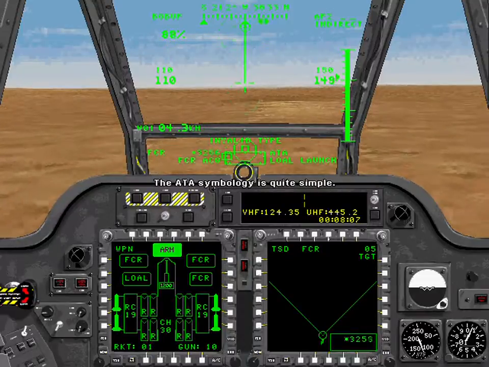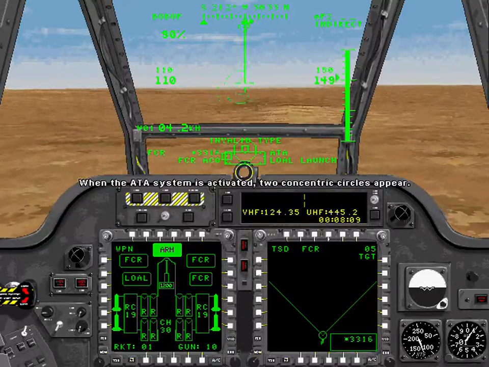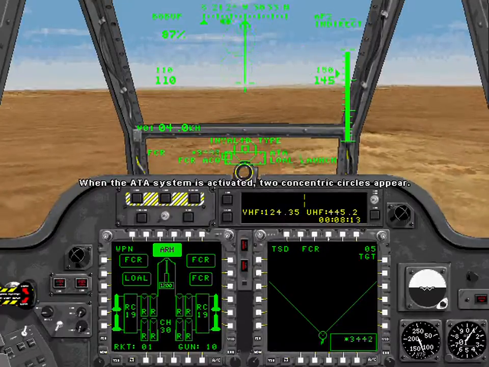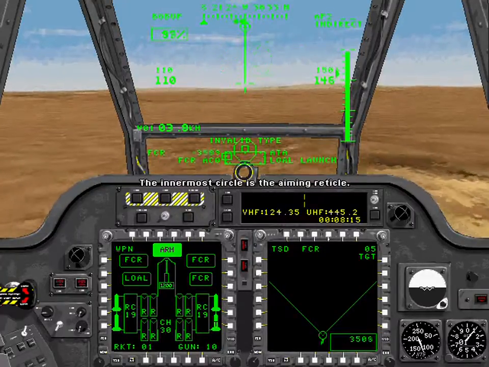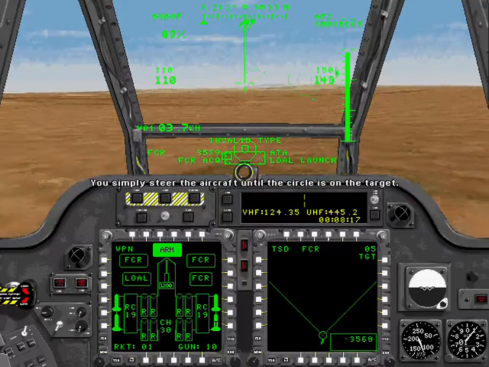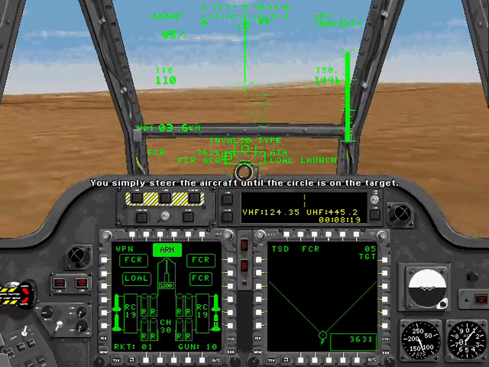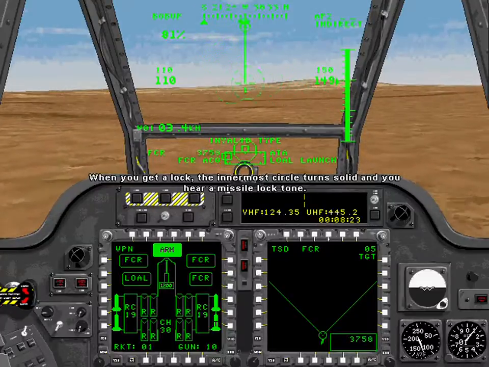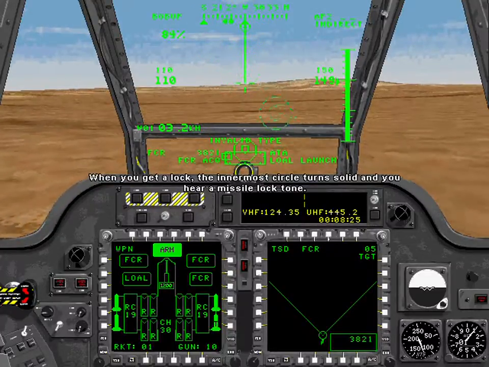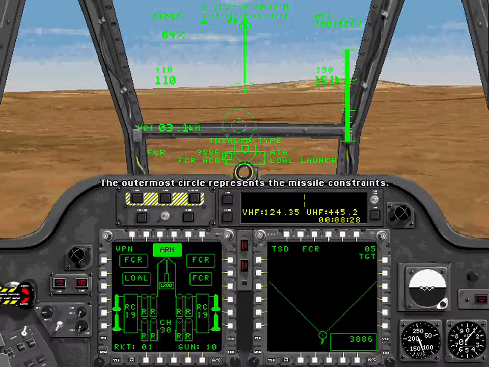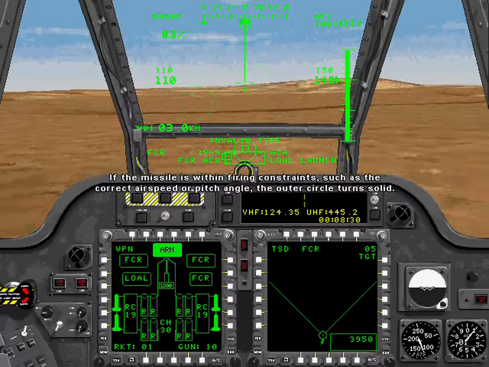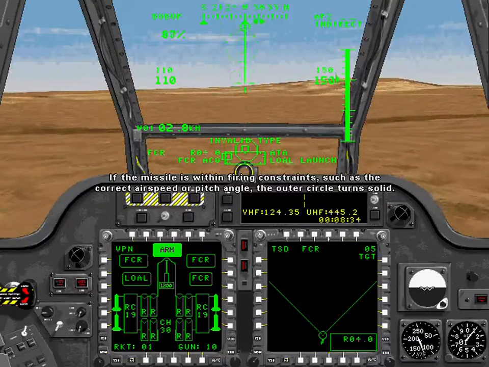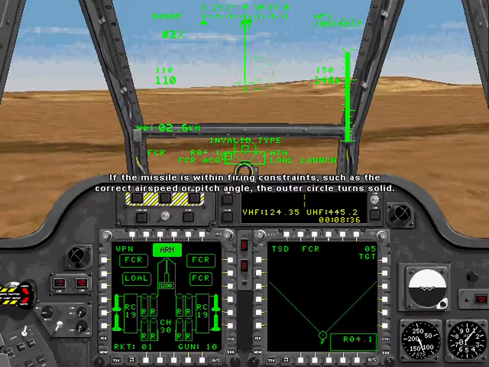The ATA symbology is quite simple. When the ATA system is activated, two concentric circles appear. The innermost circle is the aiming reticle. You simply steer the aircraft until the circle is on the target. When you get a lock, the innermost circle turns solid and you hear a missile lock tone. The outermost circle represents the missile constraints. If the missile is within firing constraints, such as the correct airspeed or pitch angle, the outer circle turns solid.